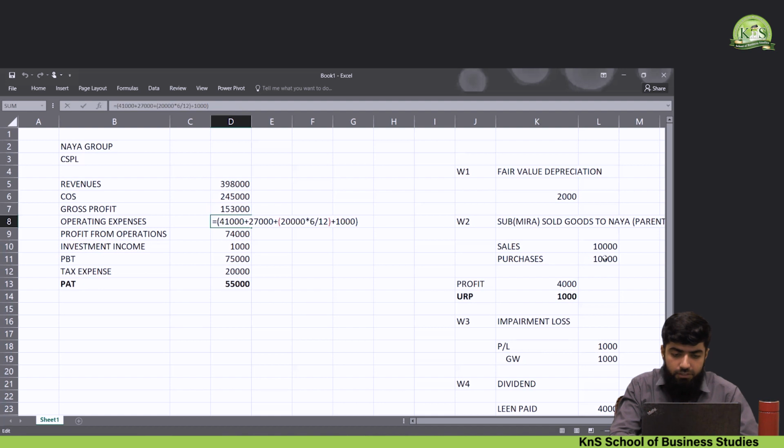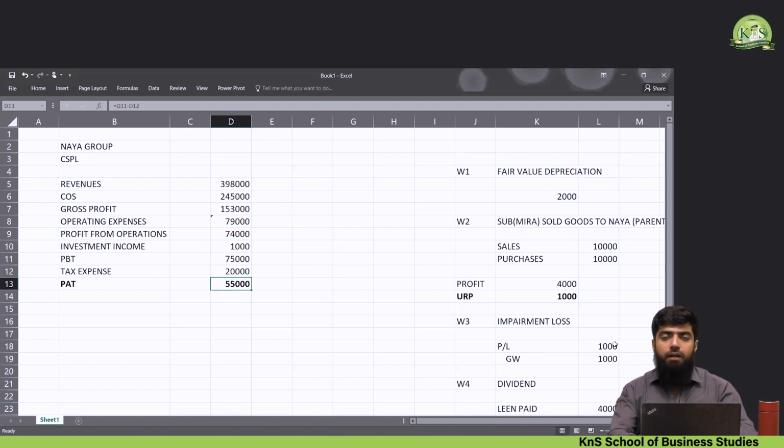That 1,000, I have adjusted for the impairment loss, so I'm going to link that cell with the impairment loss. And any other? Yes, investment income, I have already linked the cell in that case.